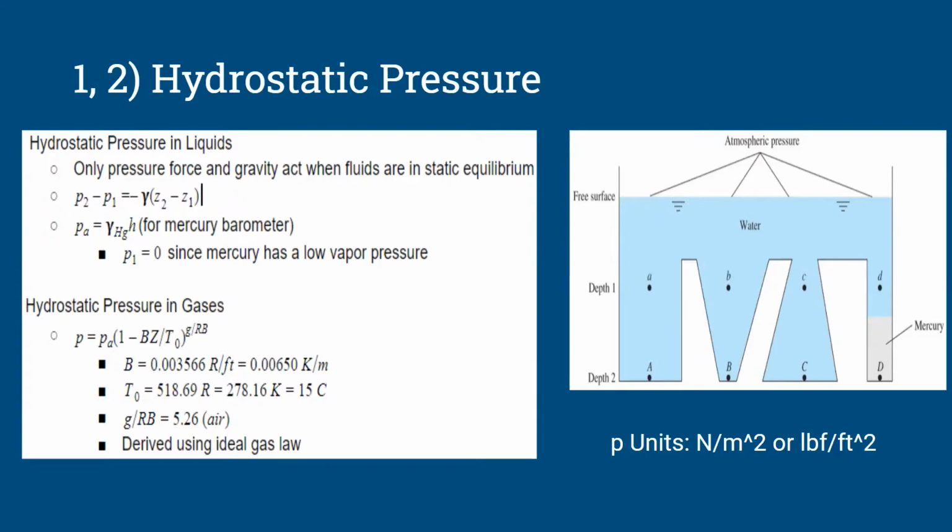And for the mercury barometer, it's just going to be PA is equal to gamma of mercury times H, which is obviously equal to Z as well. And it's using the upper equation, but P1 is basically zero since mercury has a low vapor pressure. The main takeaway from the equations is that pressure only changes with vertical height change, no horizontal change. And then for gases, we're going to have this given equation with all the constants labeled below it, and this results from the ideal gas law.